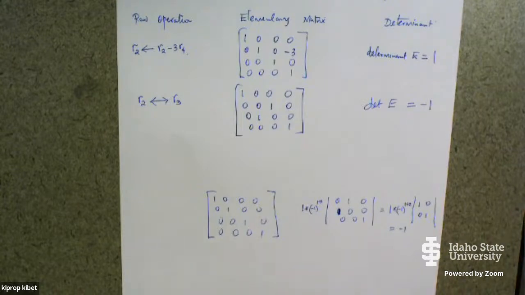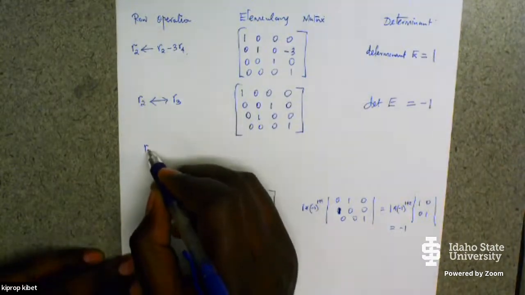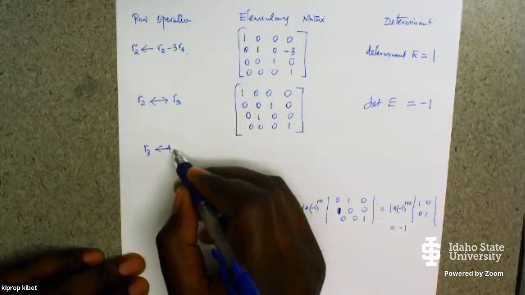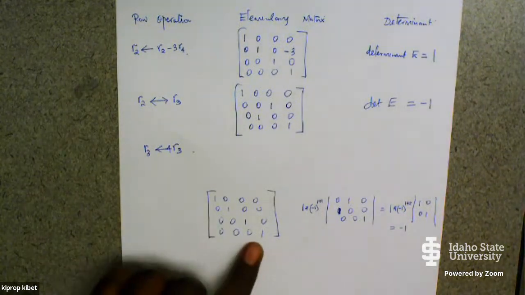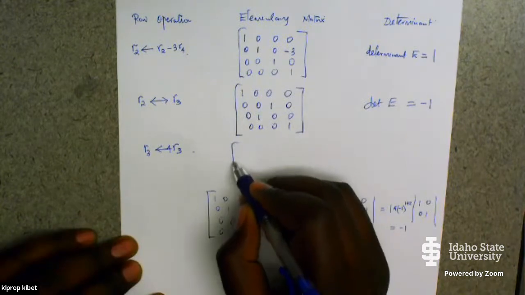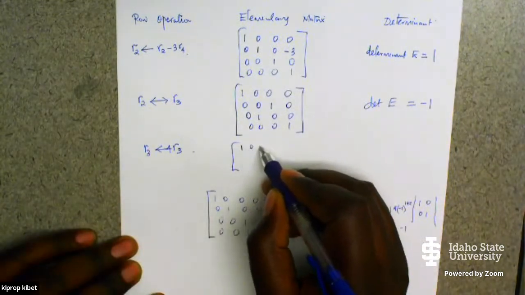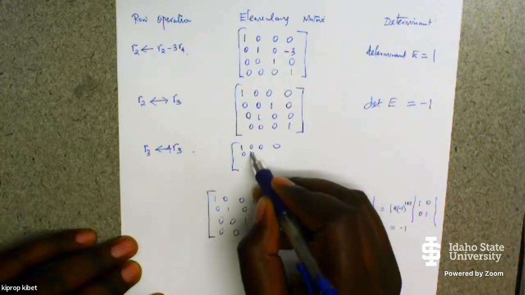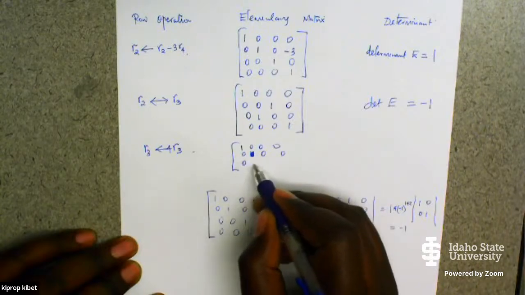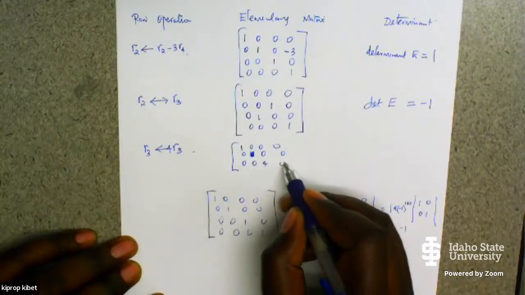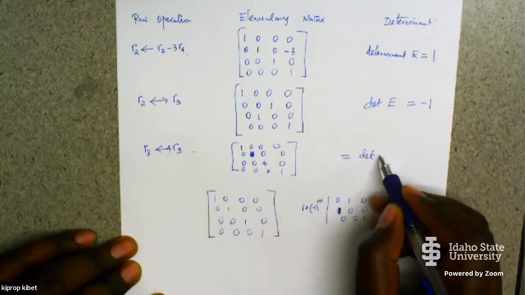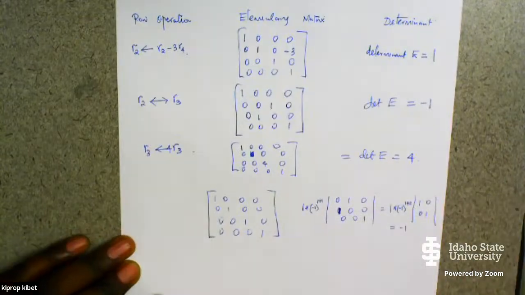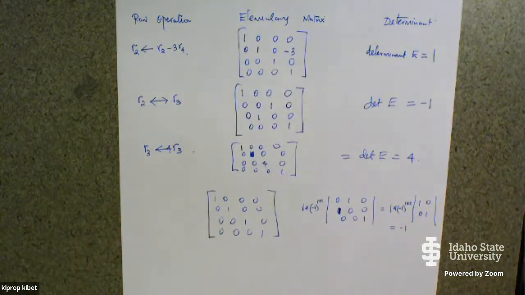Now, what happens when you multiply by a constant? If we take R3 and multiply it by 4, the new R3, we get 1, 0, 0, 0, 0, 1, 0, 0, 0, 0, 4, 0, and 0, 0, 0, 1. Of course, the determinant here is equal to 4.